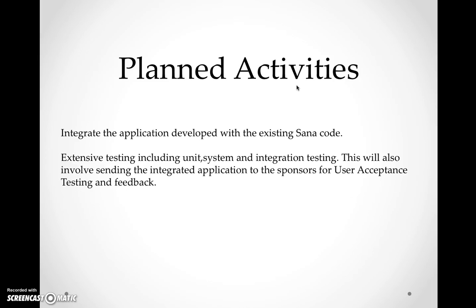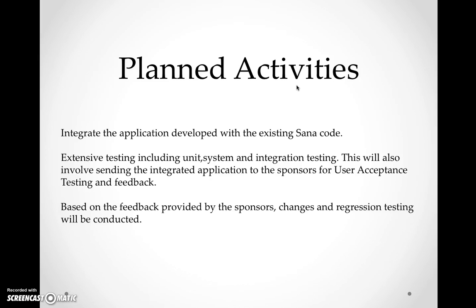Next, we shall conduct extensive testing, which includes unit testing, system and integration testing. This also involves sending the integrated application to the sponsors for acceptance testing and feedback. Once we receive the feedback, we shall make changes if necessary and regression testing will be conducted. As confirmed by the sponsors, the final deliverables should be code and user document.